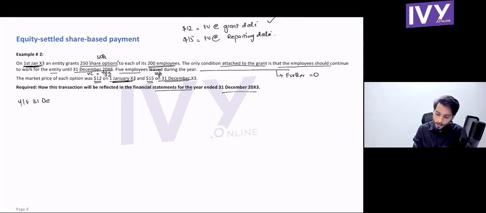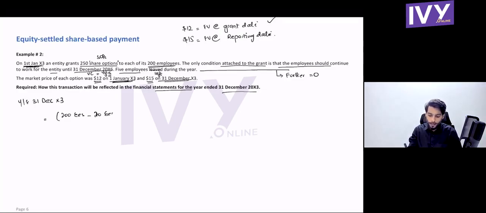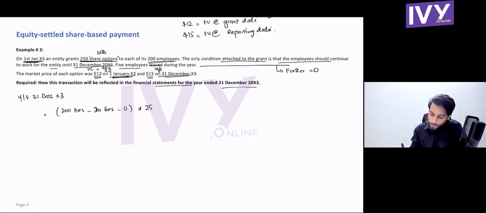You will say that 200 employees were there, 20 employees left during the period, and the further estimate is 0. Right, nothing is written, so it's safe to assume that no further employees will leave in the remaining 3 years to come. Then each of the eligible employees will get 250 share options. It is written here. These share options will be valued at $12. Yes, fair value at grant date.